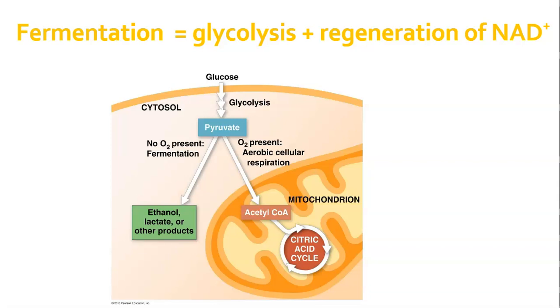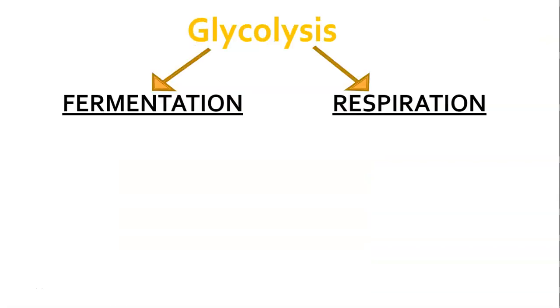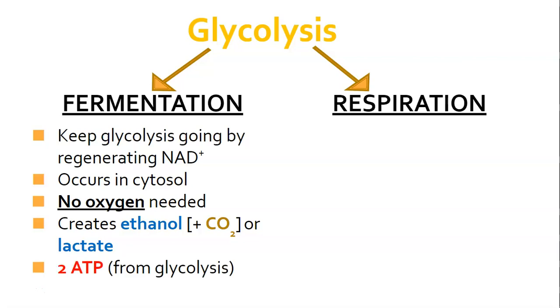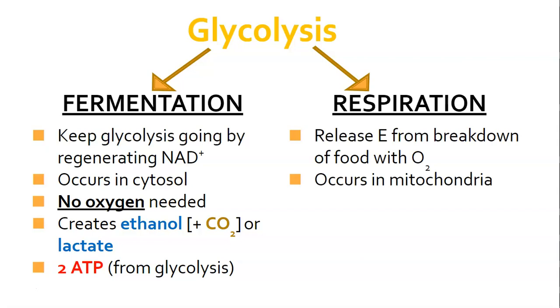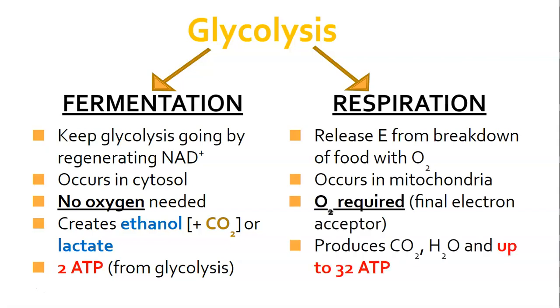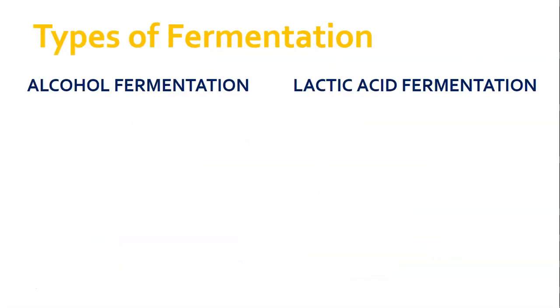Once pyruvate is made, it's kind of the decision of if oxygen is present, then it will move to the mitochondria, and if not, then it will produce a couple different things. Depending on the organism for fermentation, it will either create ethanol with carbon dioxide, so a lot of yeast and brewing and baking and things like that, or it can also produce lactate, like our muscle cells. And you get a net yield of 2 ATP. Whereas in respiration, you do need oxygen, but you can generate a lot more ATP as a result.